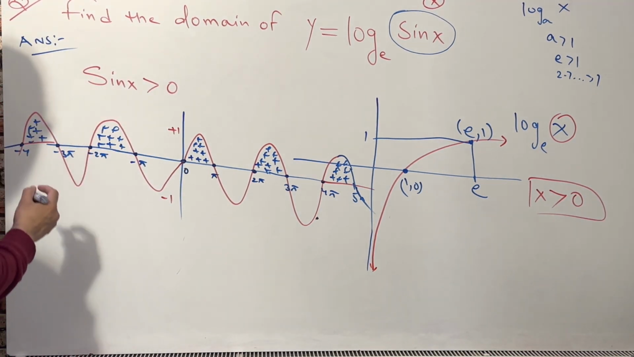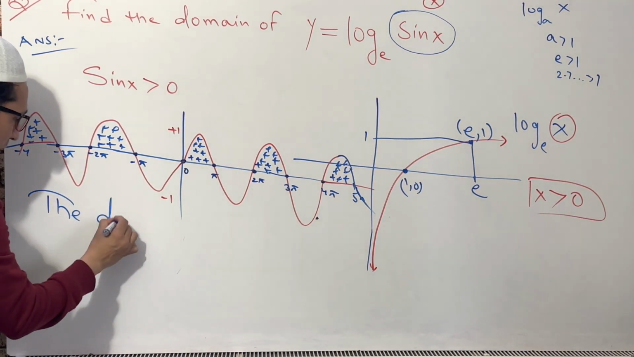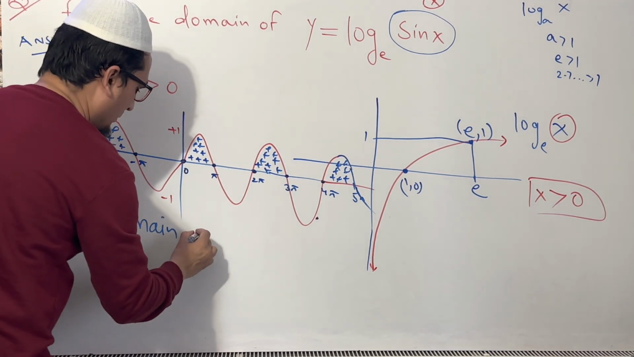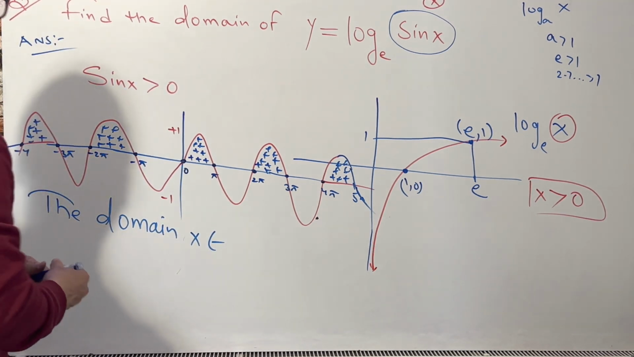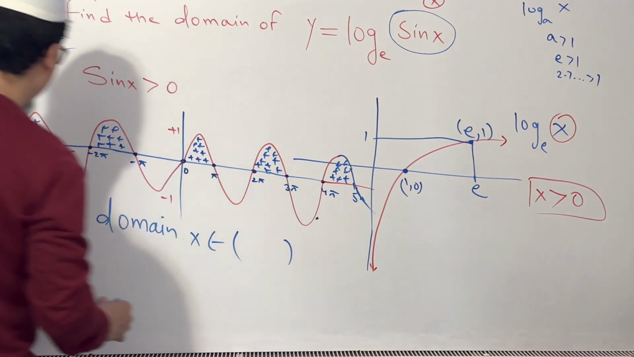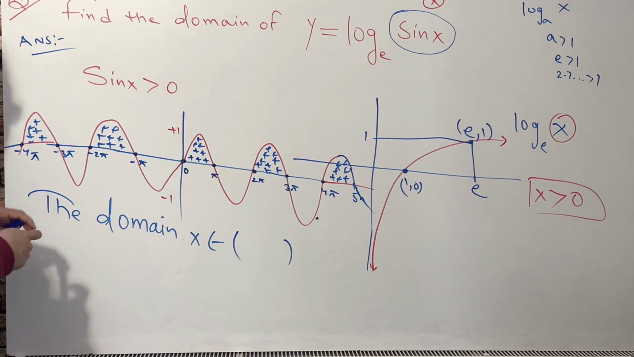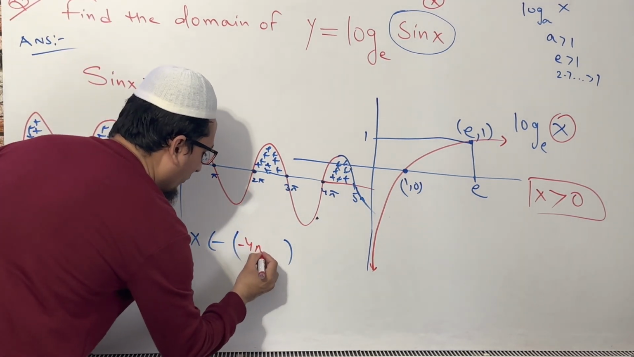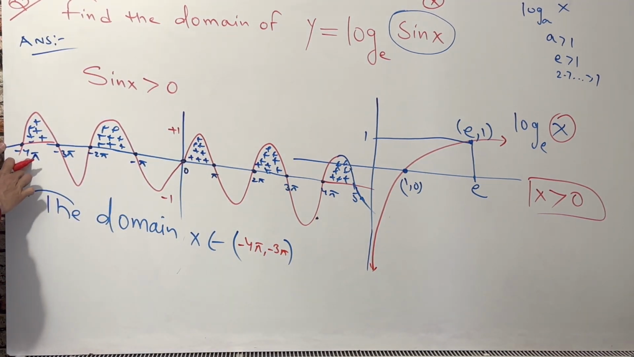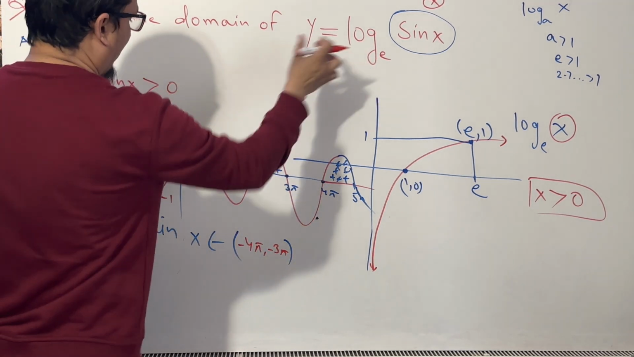So what values of x do you have to put here? So you can say the domain of this function, x belongs to, what is the domain? Okay, so just write down from minus 4 pi to minus 3 pi. If your x is from minus 4 pi to minus 3 pi, it has the positive value, and when this is positive, log exists, right?